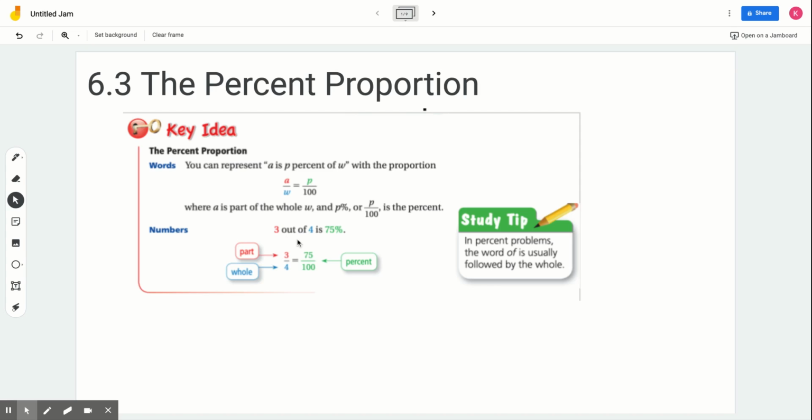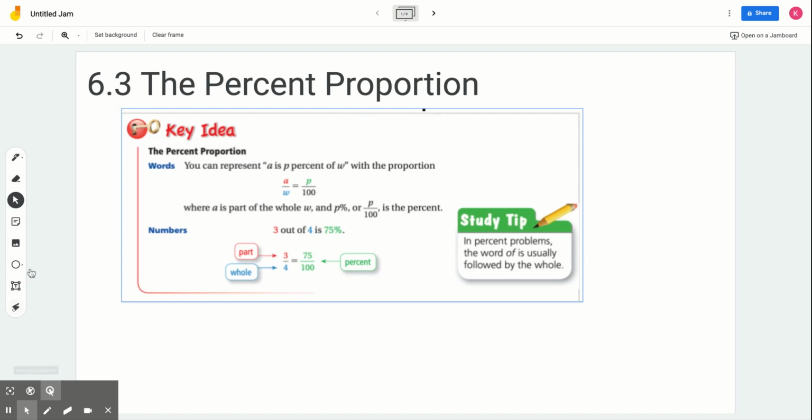So here we can see that 3 out of 4 is 75%. So 3 over 4 equals 75 over 100. Remember that the word is often represents an equal sign.